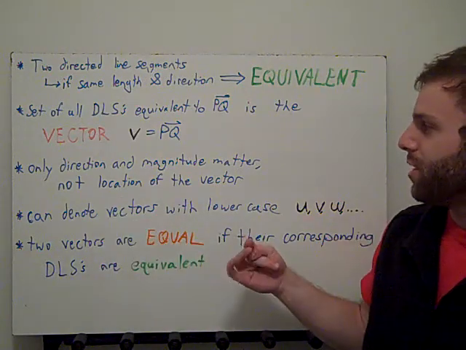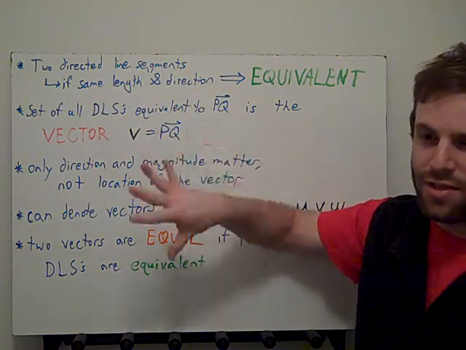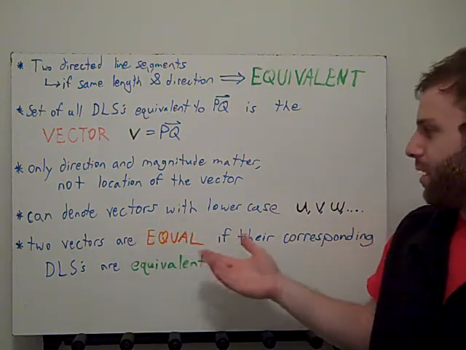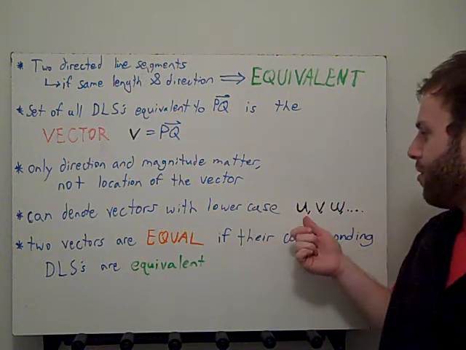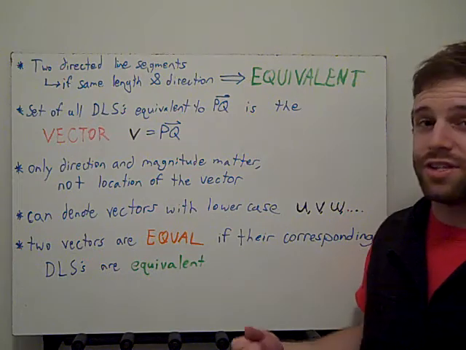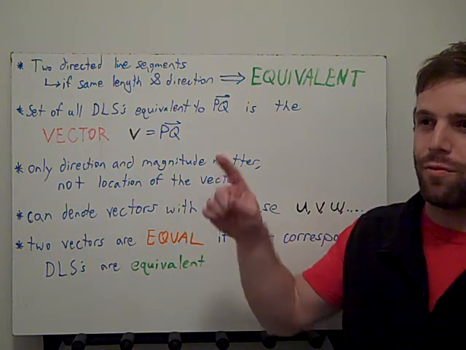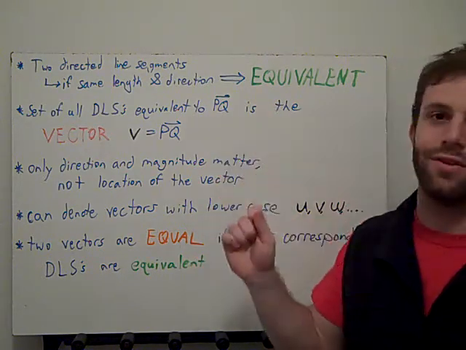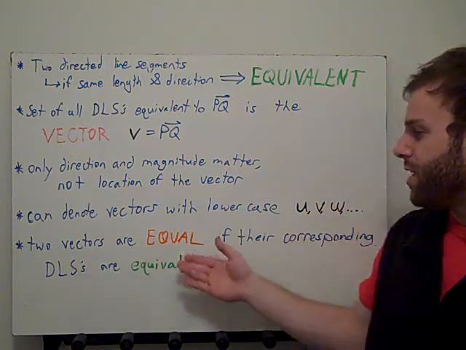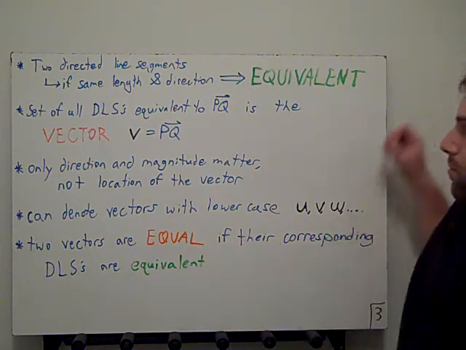Next thing is only direction and magnitude matter when we're talking about vectors, so it doesn't matter where the location of the vector is on the coordinate plane, it's just the direction and magnitude. We can denote these vectors with lowercase letters, so you get a u, v, w. It really doesn't matter which ones you choose. A lot of times in a textbook you'll see them as a bold lowercase letter, and I've seen them before sometimes with the lowercase, the little line over it, so just pay attention to the way it's denoted. So two vectors are equal if their corresponding directed line segments are equivalent.